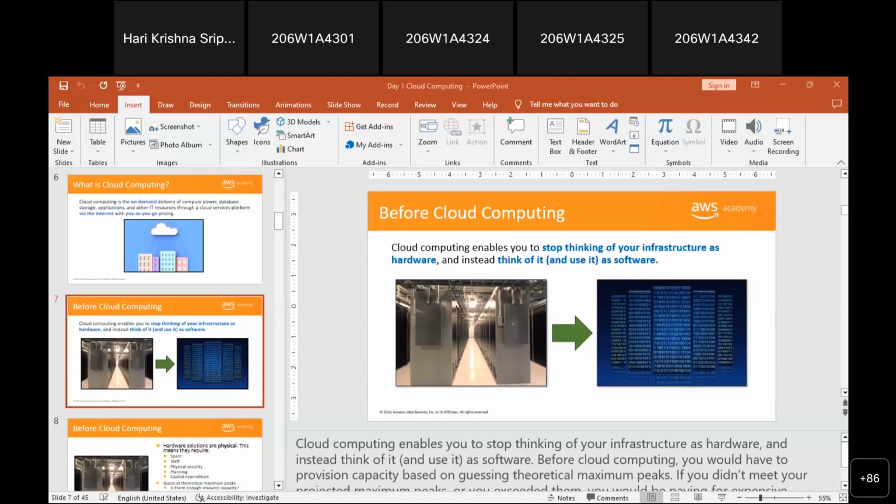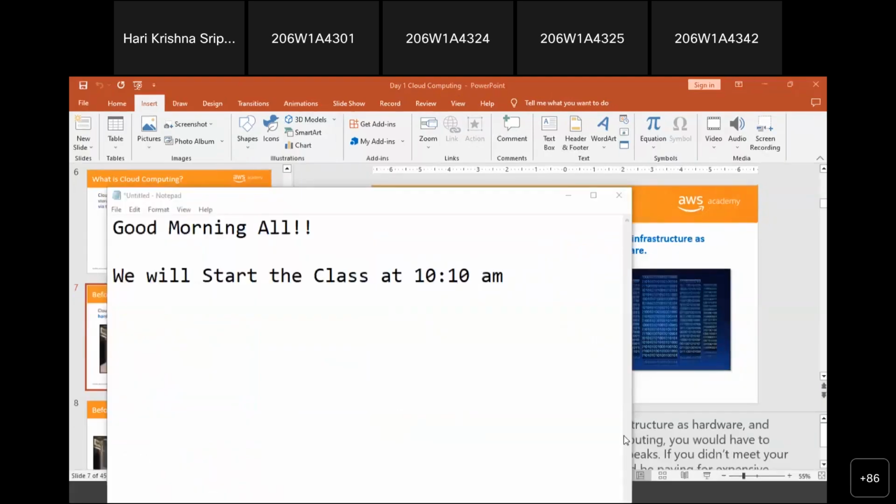So how to share this? Okay, guys, now are you able to see a notepad?